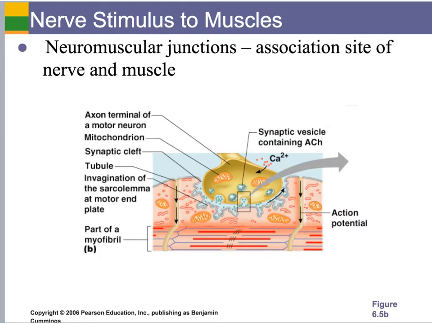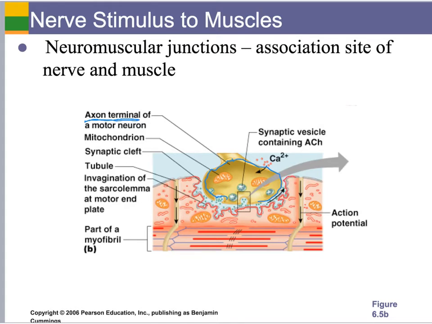Here we have a blown up picture of the motor end plate. Here is the axonal ending, or axonal terminal, of the motor neuron, this whole thing right here. Here is our end plate, and this is the area of the sarcolemma that's specialized to receive chemical signals for contraction.